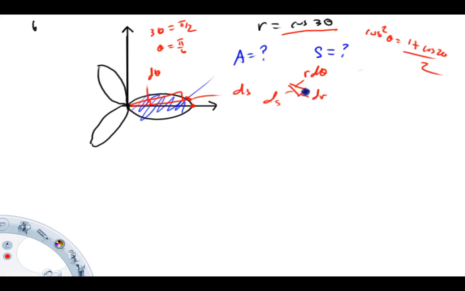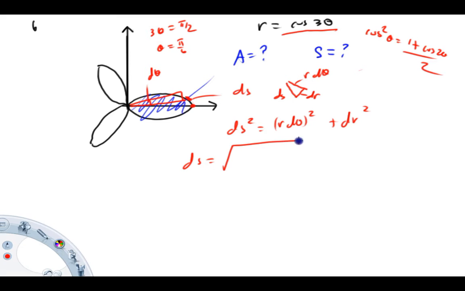Oops. Well, my picture could have been a little better. Let me just redraw that a little bit. All right, so you have a ds, a dr, and an r d theta. The Pythagorean theorem relationship for this is ds squared equals r d theta squared plus dr squared. Factoring out a d theta squared and then square rooting everything, we're going to have ds equal the square root of r squared plus dr d theta squared, d theta.